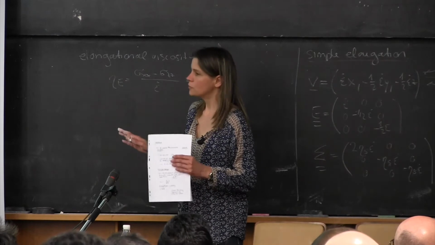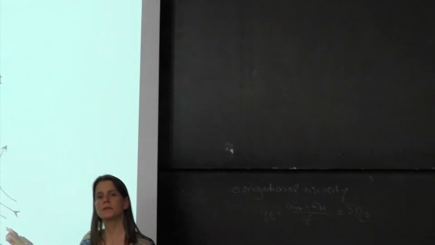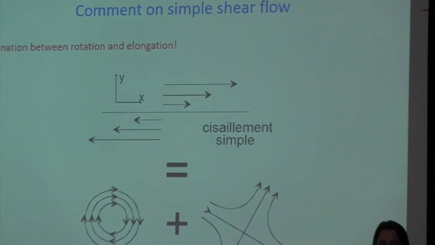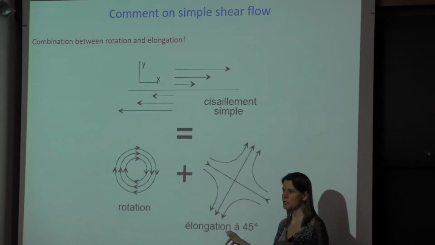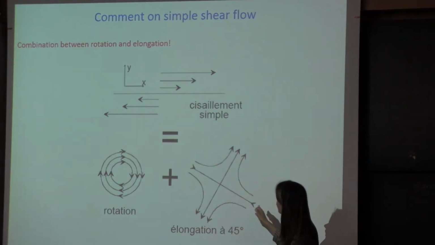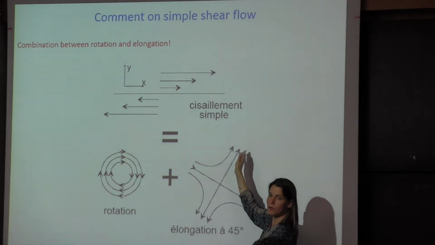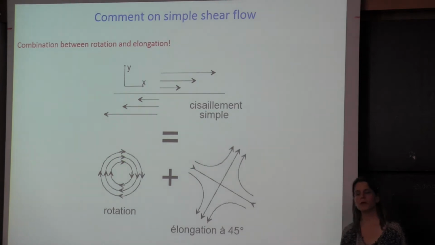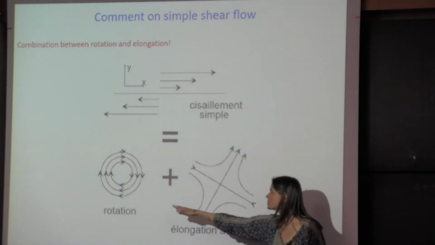So a remark that I wanted to make. We have, I think, implicitly or explicitly already seen this quite a lot over the last days. Simple shear is not at all a simple flow. Simple shear is a combination of a rotation and an elongation, and this elongation is actually oriented at 45 degrees. If you write the separation into omega and E, this is the rotation given by omega.